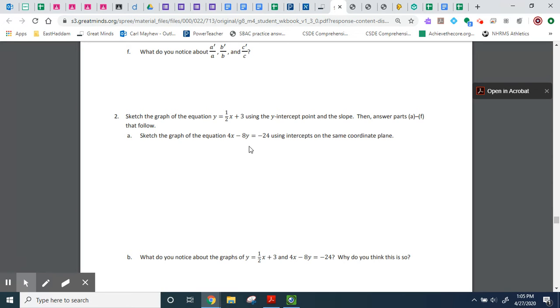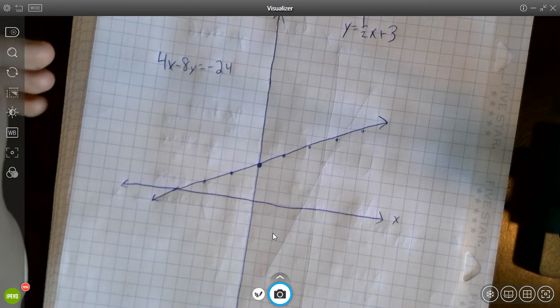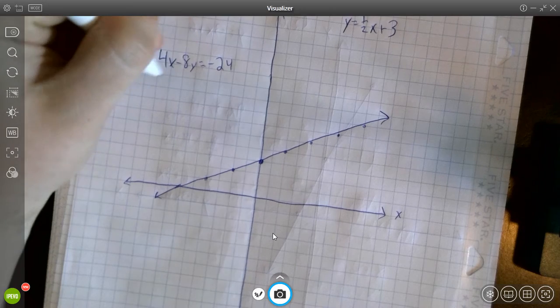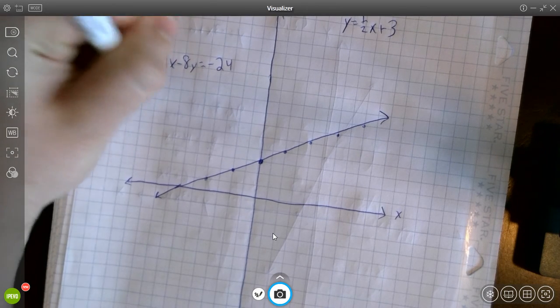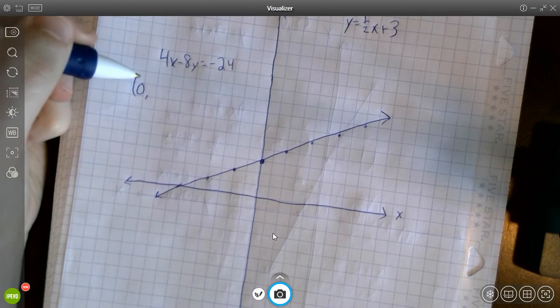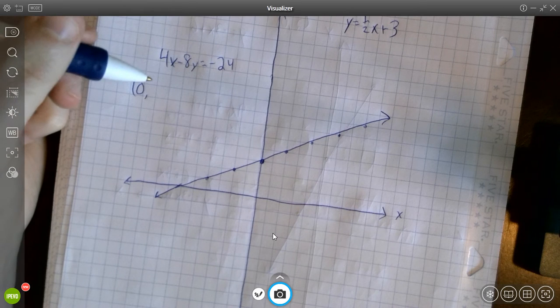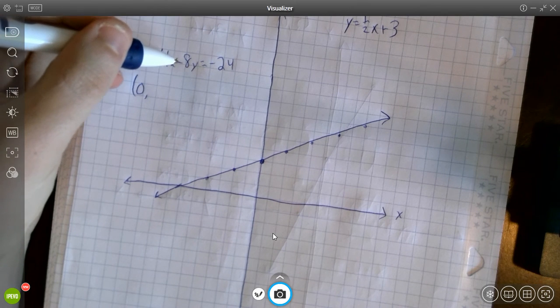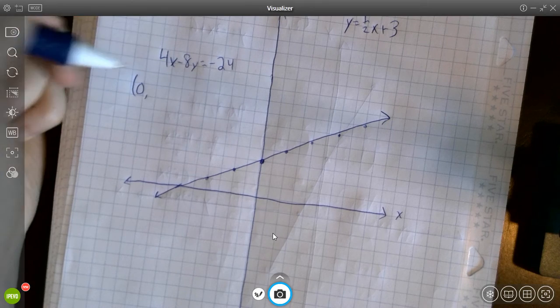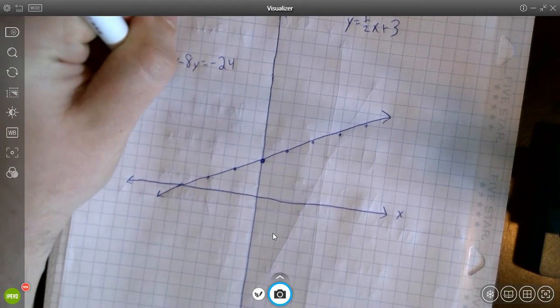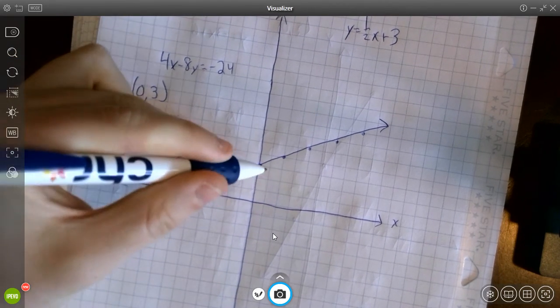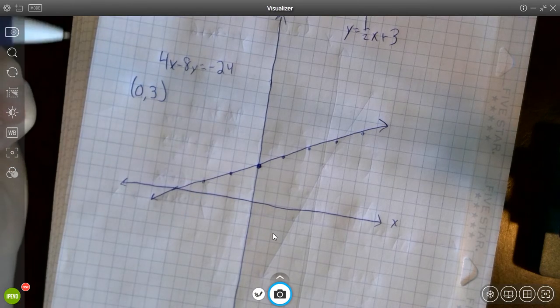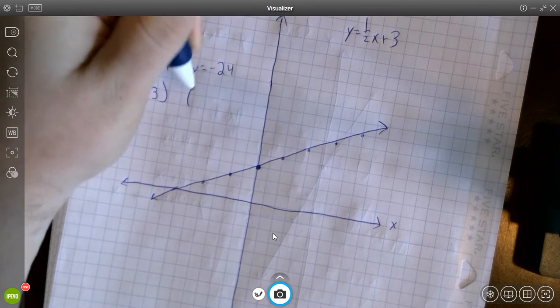We've got the equation 4x minus 8y equals negative 24. And if we have that equation there, then we can figure out when x equals 0, y equals what? Well, 4 times 0 is 0. Minus 8 times something has to be negative 24. That something is going to be 3. So we can already see that the y-intercept is going to be the same. Let's see if our x-intercept is going to be any different, though.